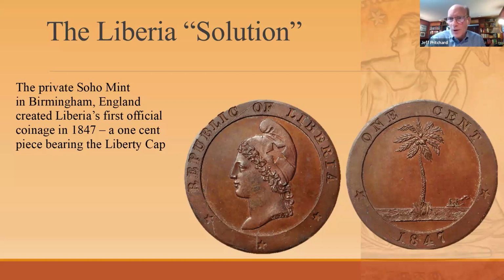The reverse, you can see a palm tree. This is a very common motif used on coinage throughout all of West Africa at this period of time. And then if you look closely, you can see out on the horizon on the reverse, a tiny side paddle wheeler under steam.